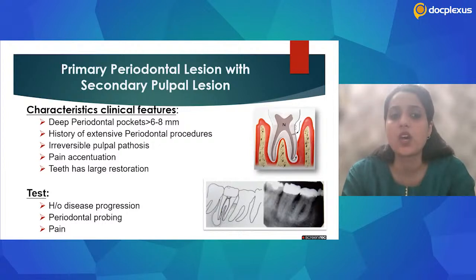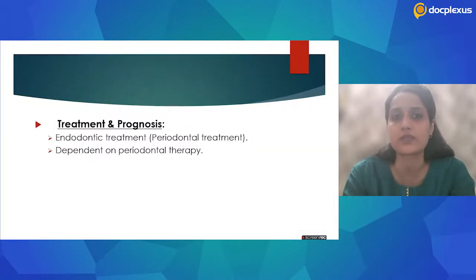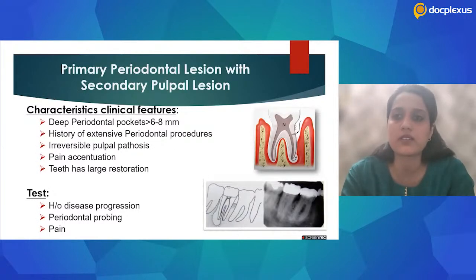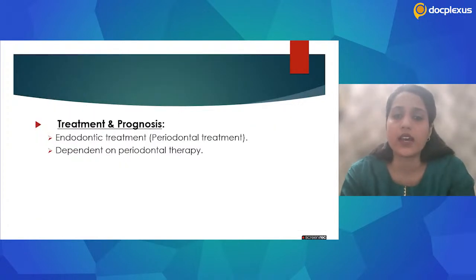All of that has to be evaluated: what is the type of pain, dull, aching, sharp or pricking, whether it comes at night, how and when the pain comes, and what you are feeling. The pain should be clinically evaluated along with the clinical history. Treatment will be endodontic treatment and periodontal treatment, since it is a combination of both diseases, and it will depend more on periodontal therapy.